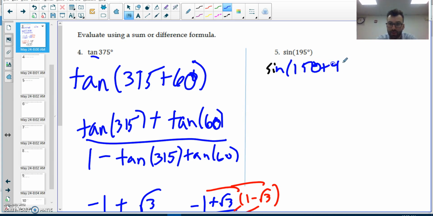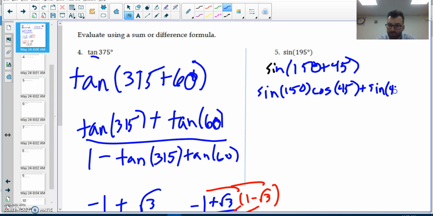150 plus 45. Remember from our last slide that the sine sum formula is the sine of x, or 150, times the cosine of y, or 45 in this case, plus the sine of y times the cosine of x. So sine of 45 times the cosine of 150.